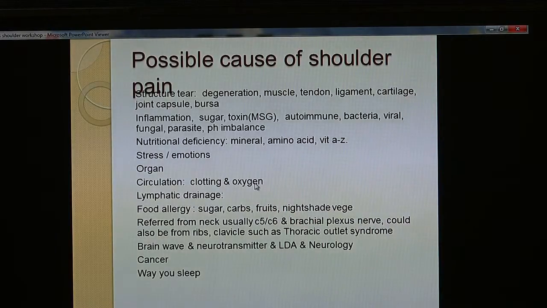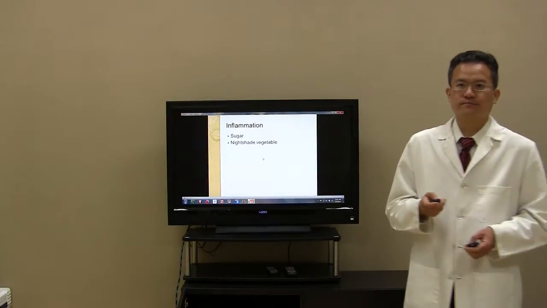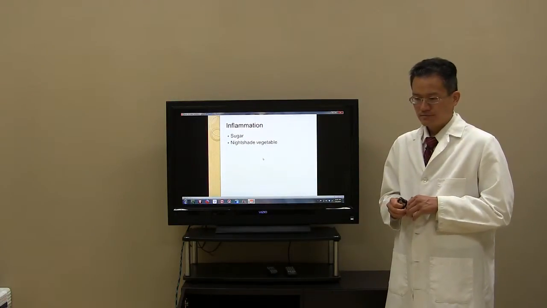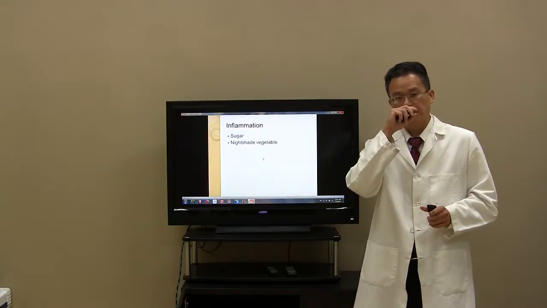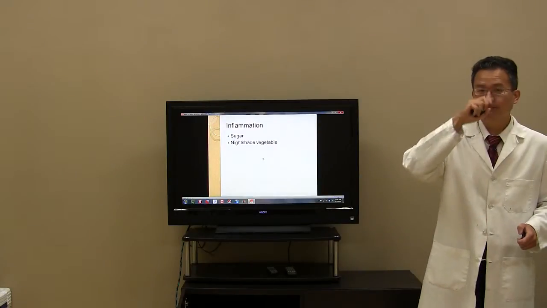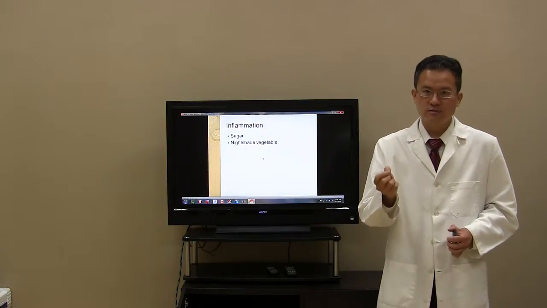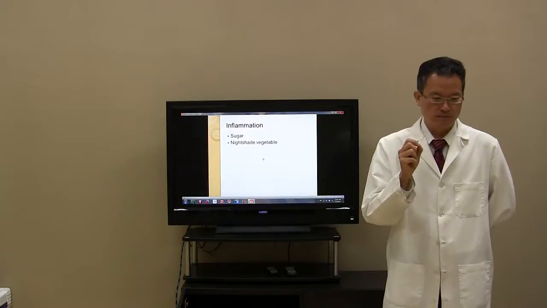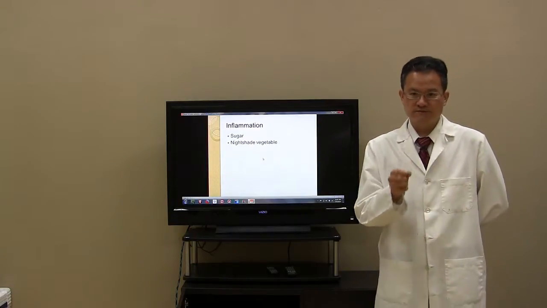Now we are going to talk about different possible causes of shoulder pain. There are a lot of causes of shoulder pain. Let's go ahead and discuss each one of them in detail. Inflammation. Almost 80% to 90% of the patients that come to me all have inflammation. We talked about inflammation in the previous slide. Inflammation is caused by what? Torn tendons, torn muscles, torn bursa, overwork of the shoulder, and also by different diet.